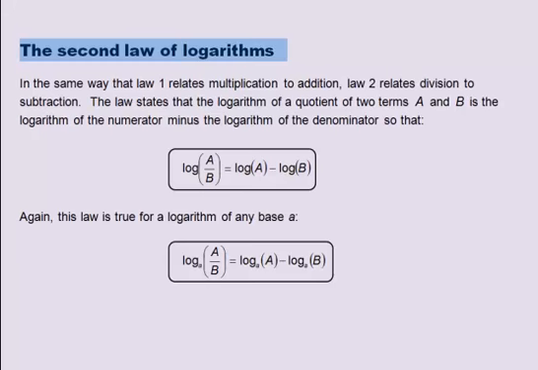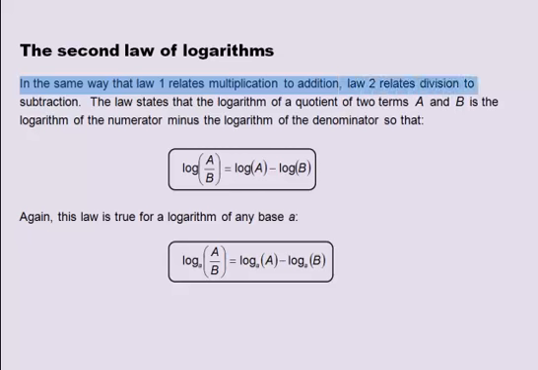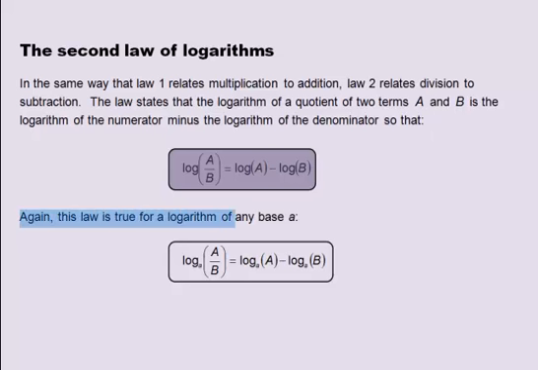The second law of logarithms. In the same way that Law 1 relates multiplication to addition, Law 2 relates division to subtraction. The law states that the logarithm of a quotient of two terms a and b is the logarithm of the numerator minus the logarithm of the denominator, so that the logarithm of a divided by b equals the logarithm of a minus the logarithm of b. Again, this law is true for a logarithm of any base lowercase a, like this.